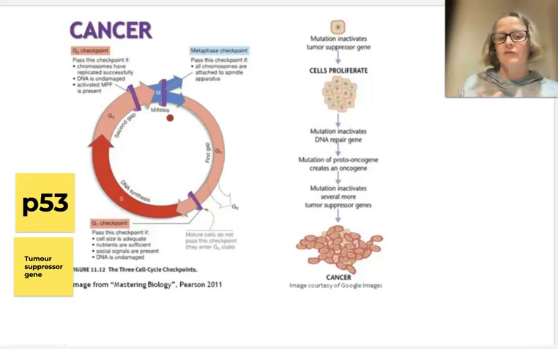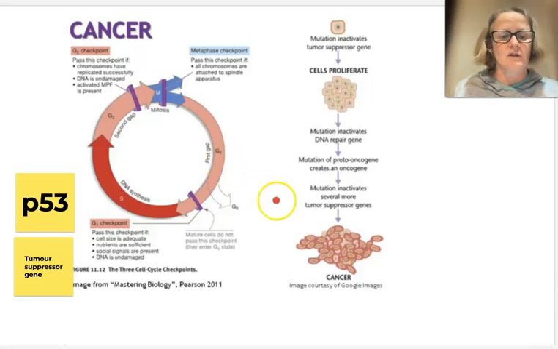So the cell cycle is very carefully regulated to make sure that cancer can't occur. And when cancer does occur, it's usually because one of these checkpoints has failed, and actually probably more than one of these checkpoints have failed. So this will help us to link into other modules later on in the year.